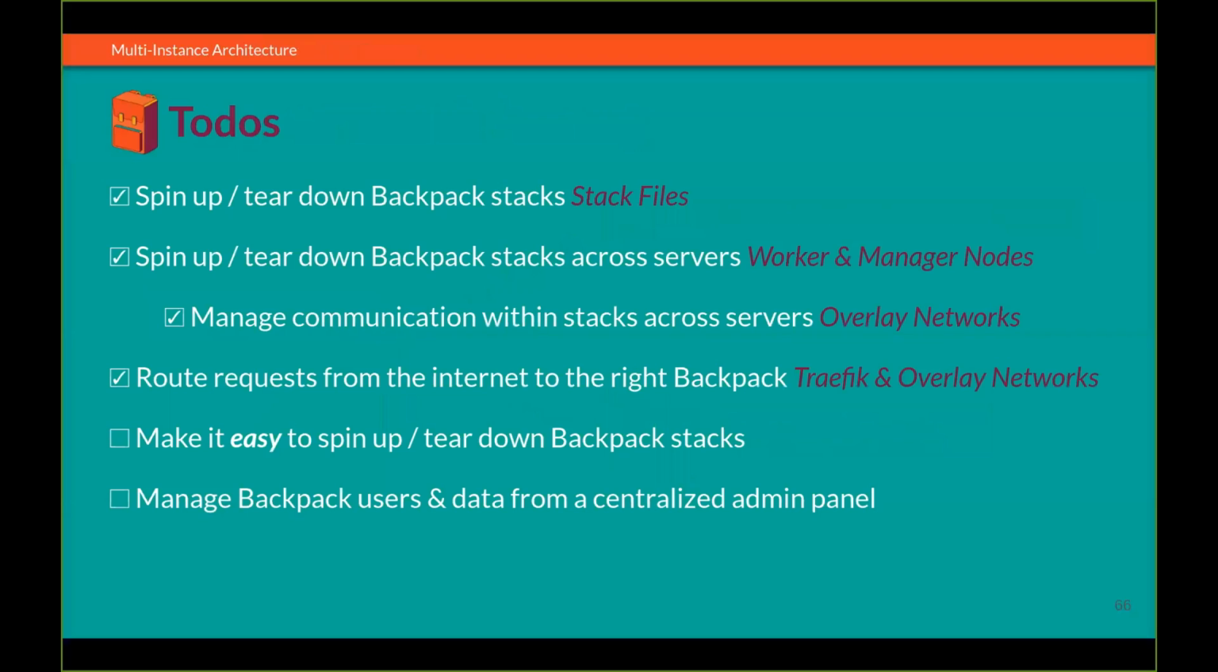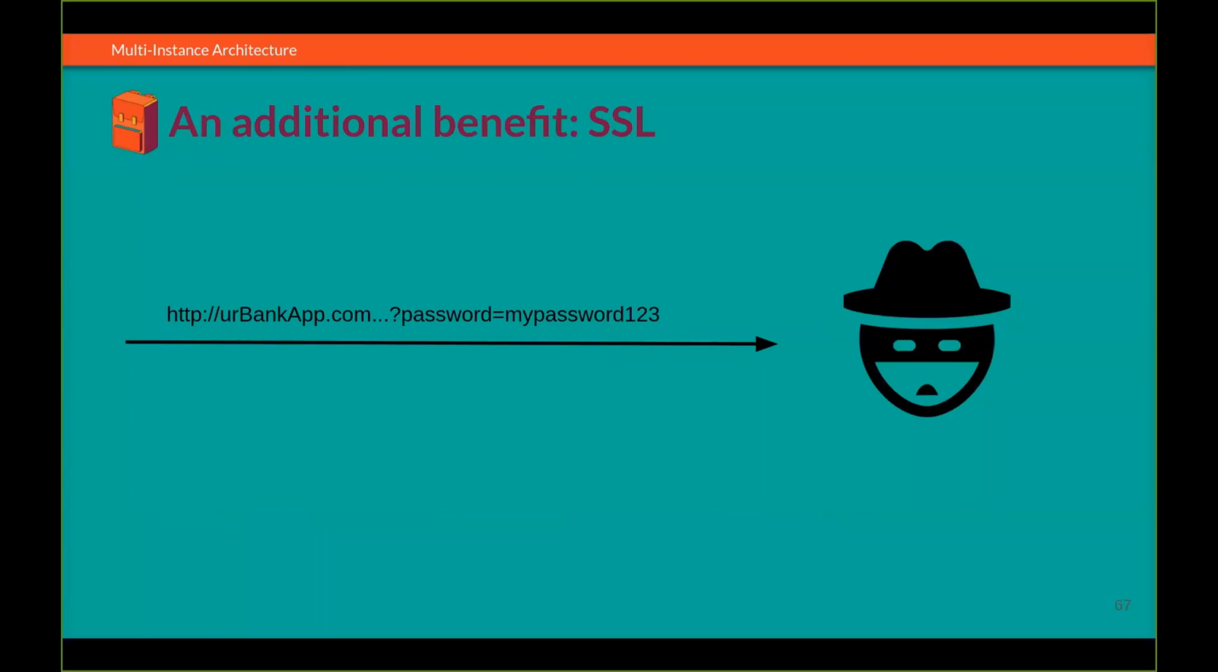And with that, we've checked off our next to-do. By using Traefik as a reverse proxy, joining it to each backpack stack with an overlay network, we are now able to route requests from the internet to the appropriate stack within our Swarm. There's just one more benefit that we get from Traefik that's important to cover, and that's SSL. So we talked about how we want to offer user authentication to front-end developers through the core API, and that comes with a lot of security implications.